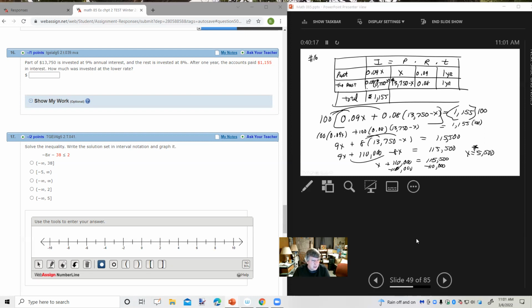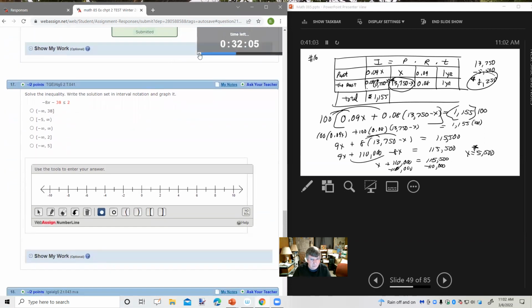$5,500. How much was invested at the lower rate? The lower rate was this one, it's the rest. So that would be 13,750 minus 5,500, which is 8,250. Well, I know I'm going kind of fast here to make sure I get everything done, but haste makes waste. 8,250 is the amount at the lower rate.